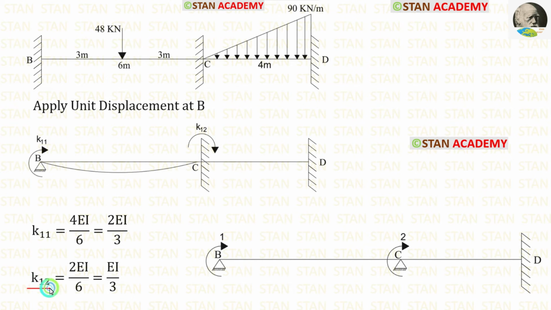Now let us calculate K12. For that, from point C, we have to look on both sides. On the right side, there is no slope curve.